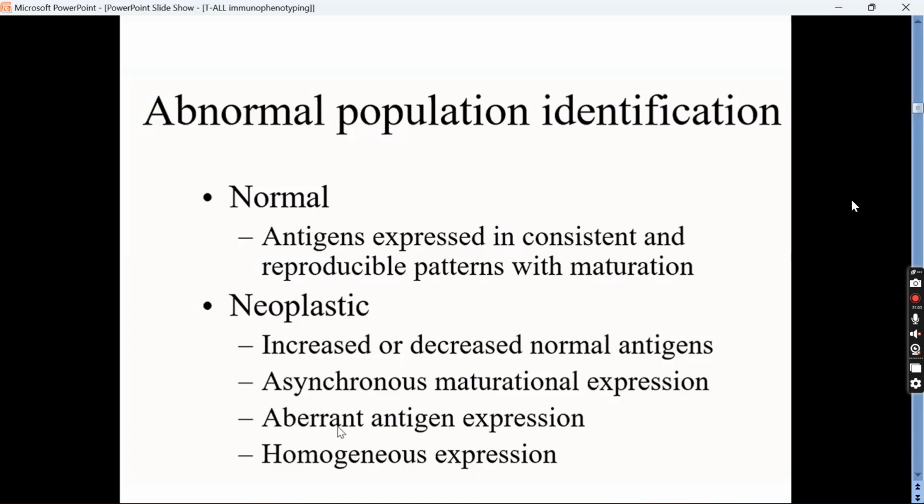Then aberrant antigen expression. If the T cell precursor is showing an aberrant antigen which it should not show, for example a myeloid antigen, then it is abnormal. Similarly, any marker with homogeneous expression, without that maturation pattern, like a blotchy, homogeneous positivity as a big cluster, is definitely abnormal. We discussed this in BALL also, and in TLBL the same rule applies, but this all comes into play only when it is a thymic tissue. In marrow, any immature T cell you find is disease.